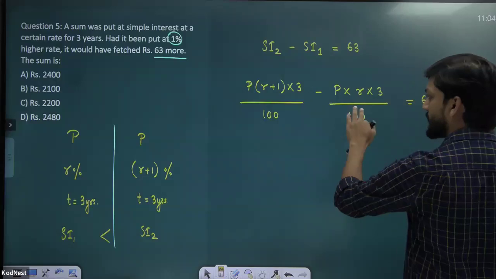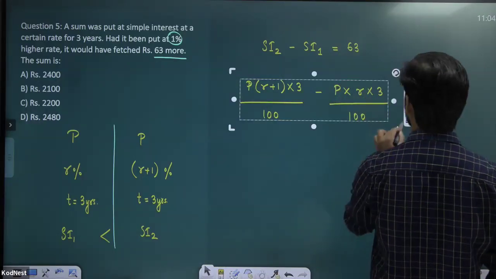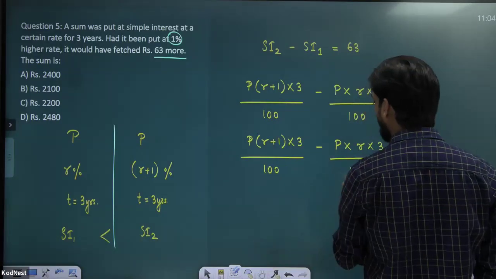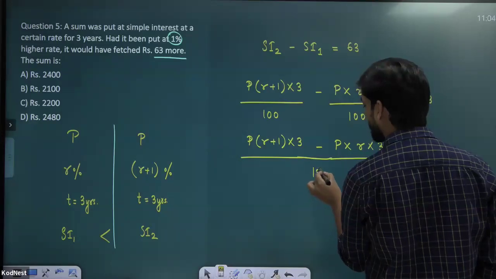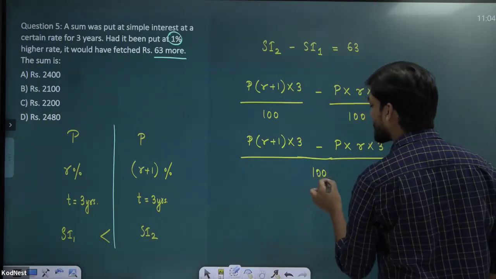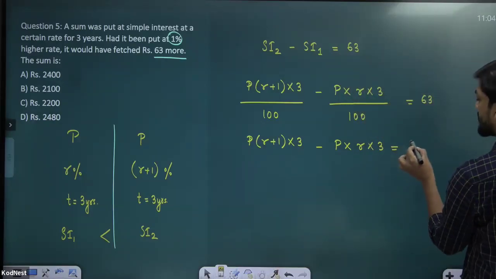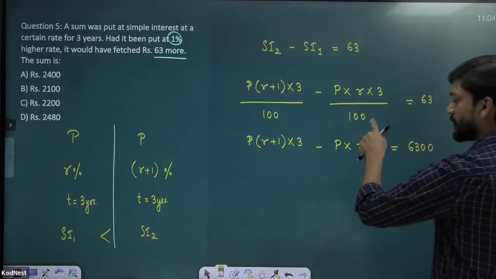All right. This 100, I can combine it. And this 100 will go there to make it 6300. So this will become 6300. Now I have to simplify this part.